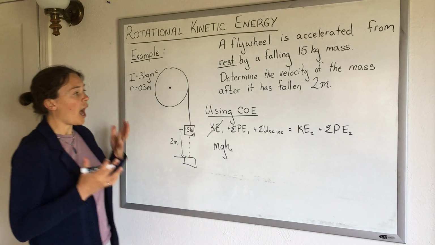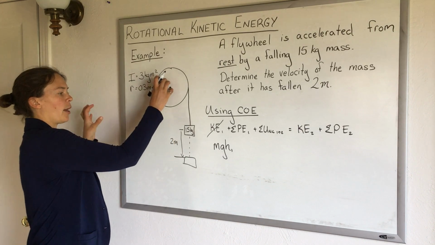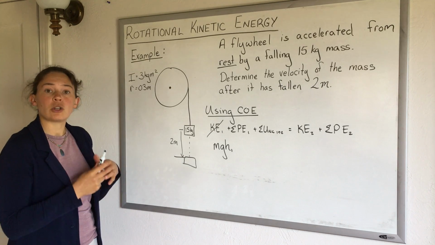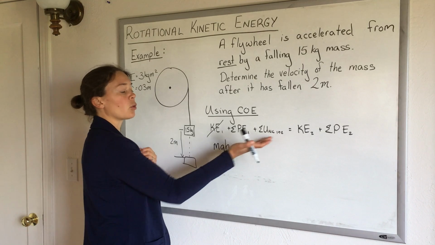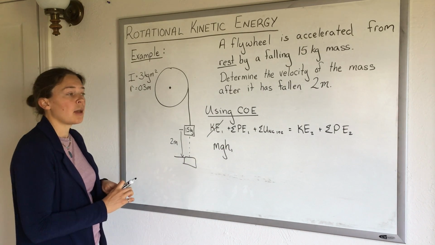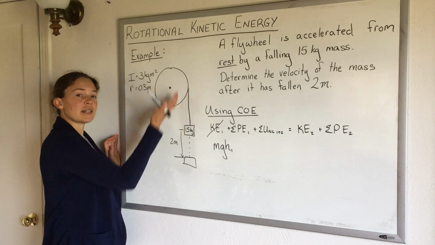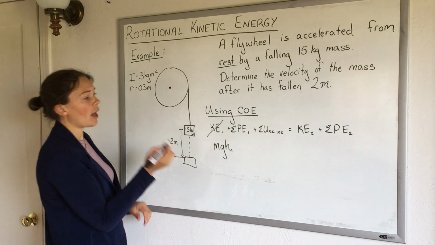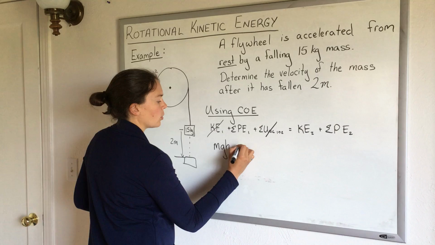Non-conserved work now. I am going to consider this as one system instead of as a flywheel and a falling mass. If I considered it as 2 separate systems, so if I was looking just at the falling mass, I would have to look at the work done by tension here. But because I'm looking at the system as a whole, the work done by tensions on these 2 will cancel out, and I don't need to worry about it. If I do that, then there's no non-conserved work. All right, so that's my whole left side.